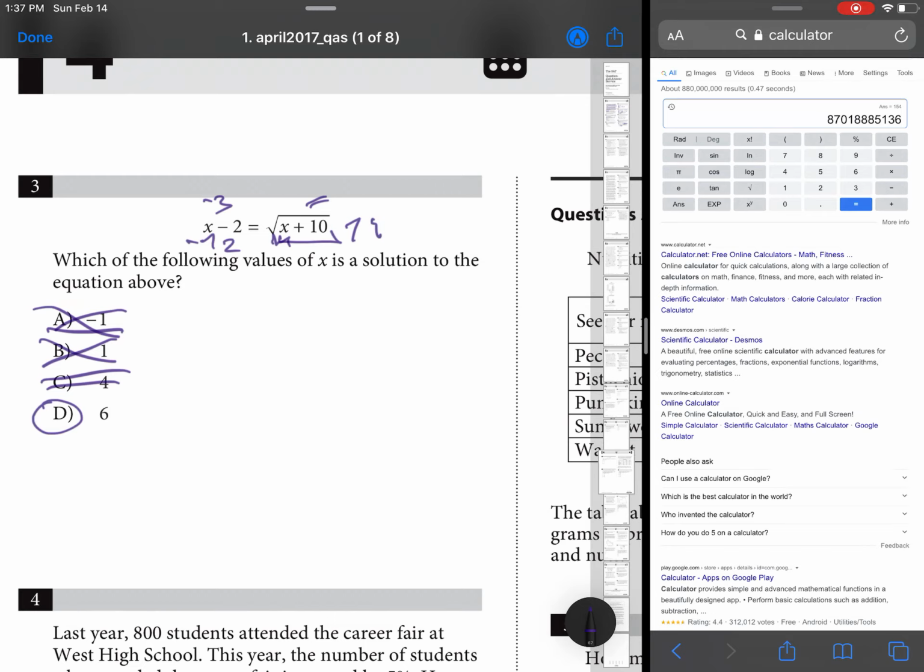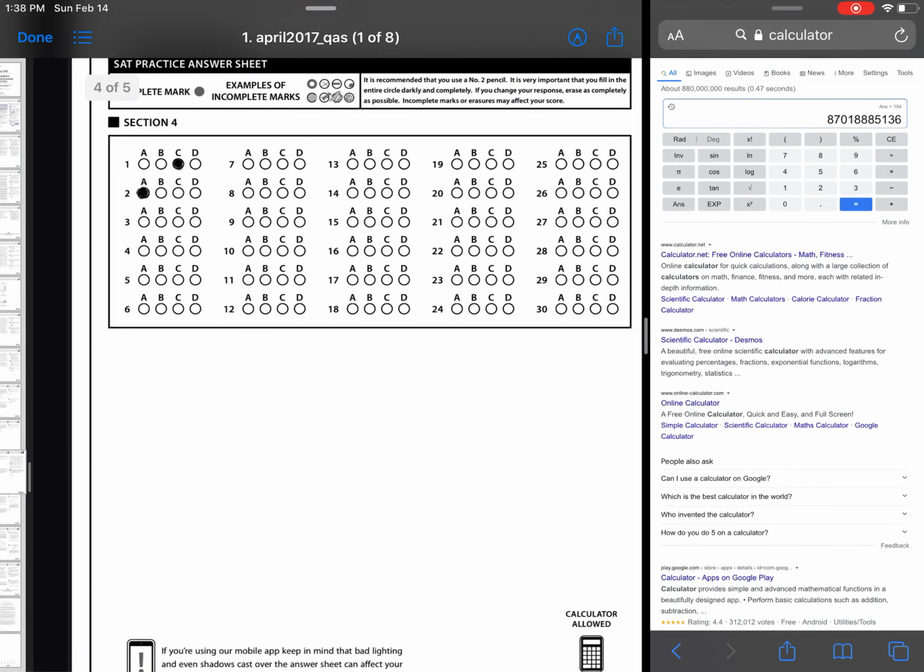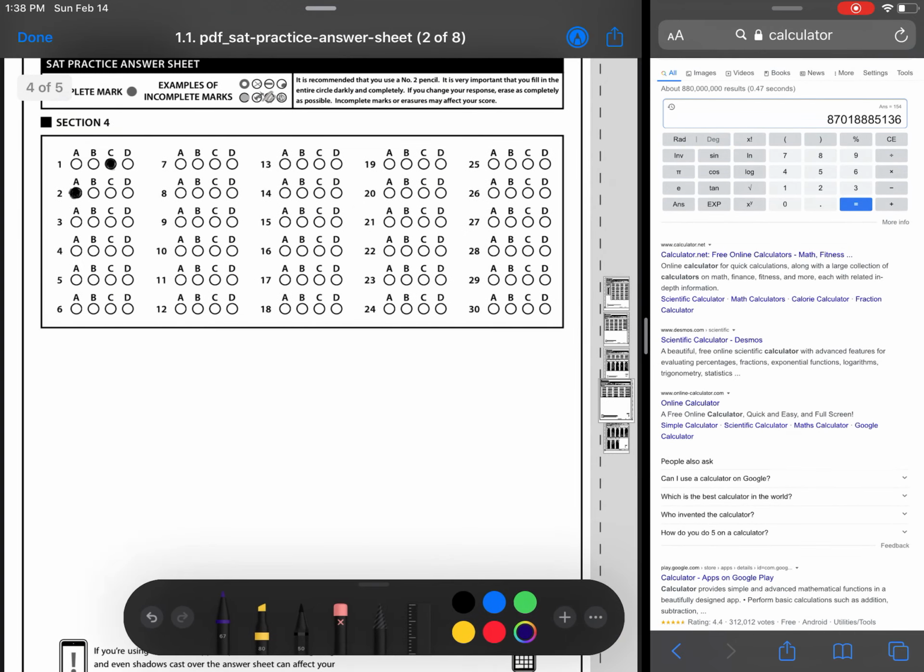Now let's check it out. 6 minus 2 is going to be 4, and then 6 plus 10 is going to be the square root of 16, and that's exactly what we need. So the answer is actually D.